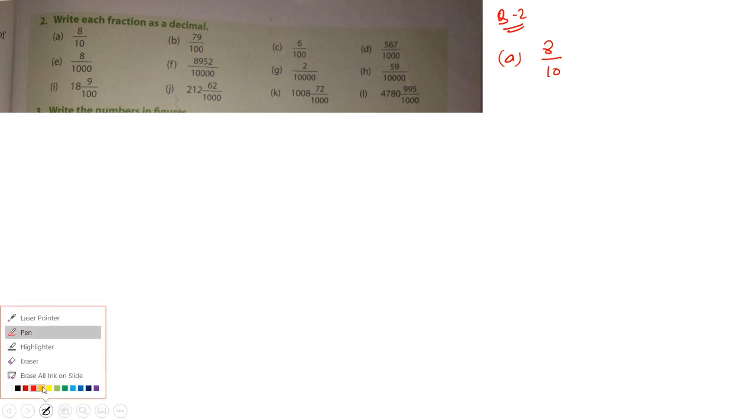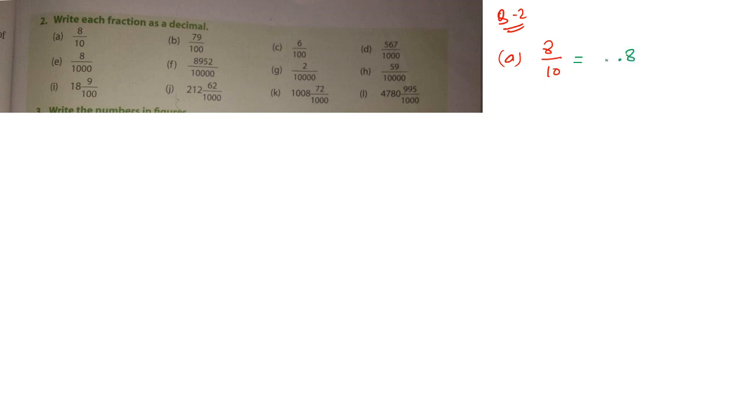Question 2 says write each fraction as a decimal. Part A, 8 upon 10. How many zeros are there in the denominator? There is only one zero. So you have to put the decimal from the right-hand side after one digit. So 8, and write 0 here. Your answer will be 0.8.